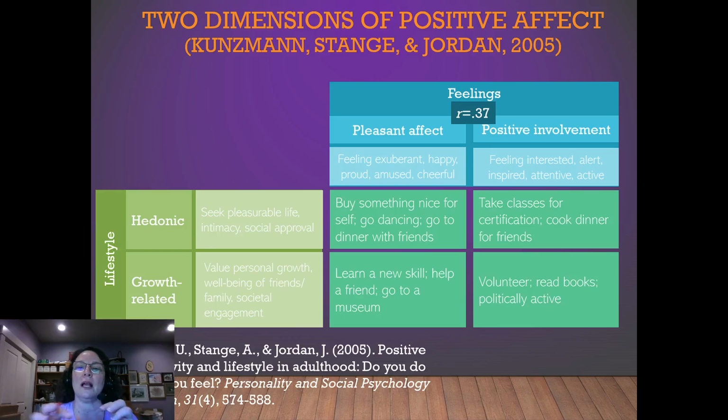And so being able to mix and match, and sort of sometimes you're focusing on pleasant affect and hedonic lifestyle, sometimes pleasant affect and growth, really hopping around is probably what will over time produce the greatest increase in positive affect.